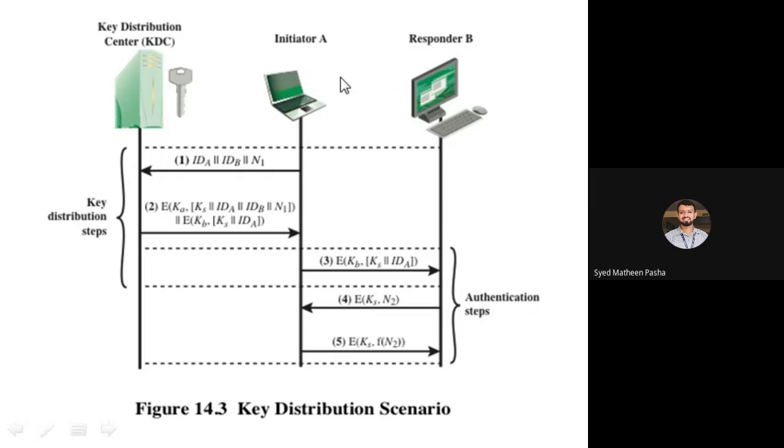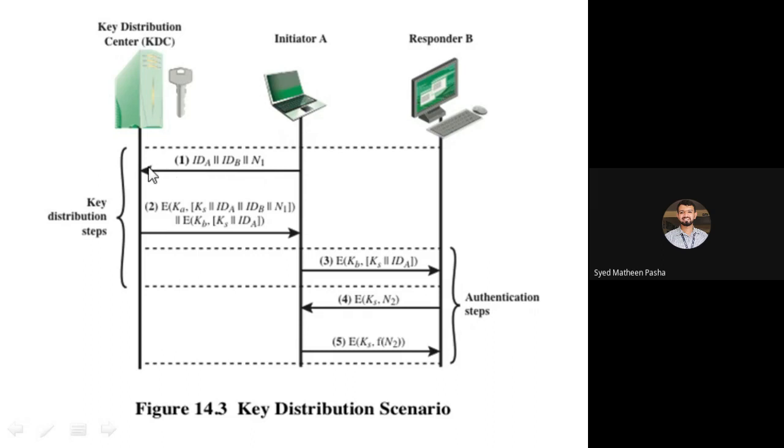Okay, what is the first step? The initiator sends a request to the KDC with the help of both IDs, A's ID as well as B's ID, and requests the number of keys it needs. So you can see the first step: ID A, ID B, as well as the number of keys it requires. So the request is being sent now.